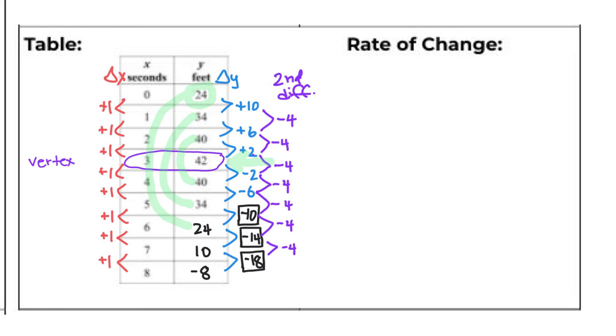For our rate of change, we know that our rate of change is many. All of these would be different rates of change. So 10 over 1, 6 over 1, 2 over 1, negative 2 over 1. But we know that our rate of change is decreasing by the same amount, or changing by the same amount, which is negative 4. So whenever I'm asking you for the rate of change and it's quadratic, you're going to say that the rate of change is, in this case, decreasing by 4 because of this second difference right here.